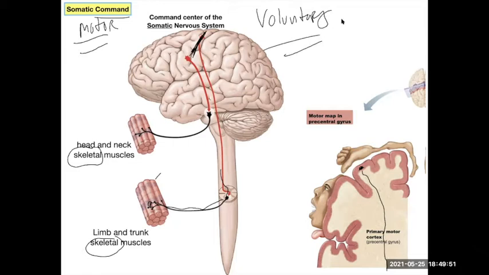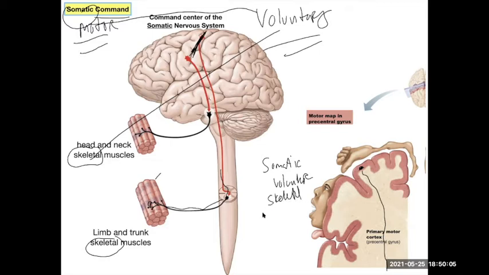Voluntary, skeletal, somatic. Connect all those words together, put them in a box. Somatic, voluntary, skeletal. How about precentral gyrus of cerebral cortex? How about motor homunculus?